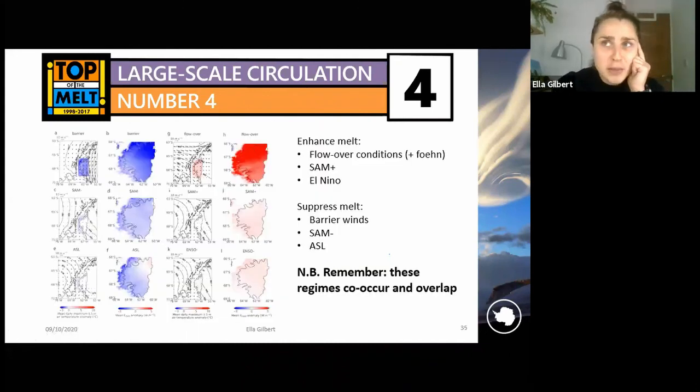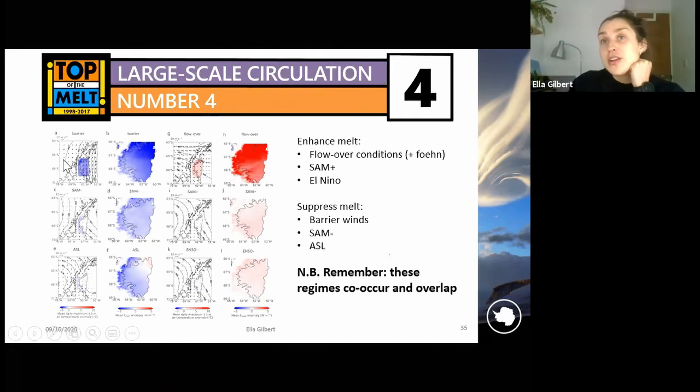And this is a bit of a summary figure of all the large-scale circulation regimes, or generally the regimes that enhance and suppress melting relative to what we consider average. So regimes that enhance melting, as discussed, so flow over conditions, which are related to Fern events, positive SAM, which sets up those conditions for flow over and then Fern events, and then El Nino. So El Nino years are known to be related to positive SAM years. So basically all of these are showing the same thing.